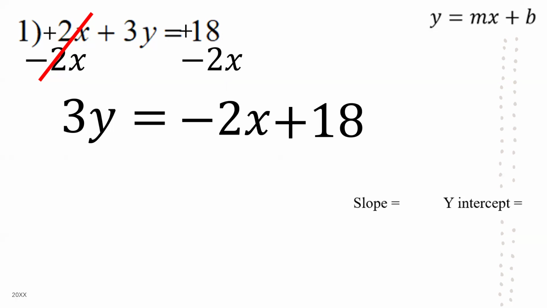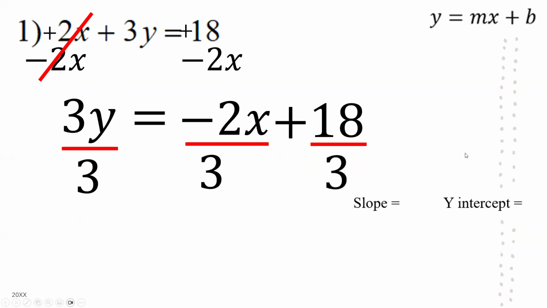Okay, last step. How do we get rid of multiplying by 3? I don't want 3y. Look at this equation, I want y equals. So to get rid of multiplying by 3, I'm going to divide both sides by 3. Divide by 3, divide by 3, because whatever you do to one thing, you have to do to everybody else.